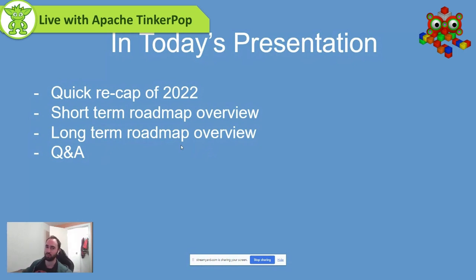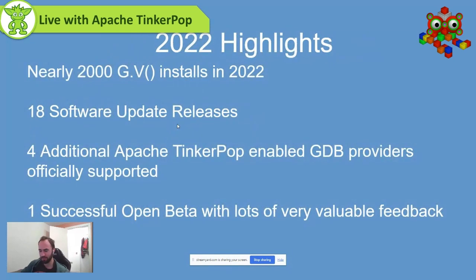So if you've got any questions, comments, just shoot them, and I should hopefully be able to respond to all of that. So just some quick highlights, because I thought it was interesting while I was putting this presentation together. G.V has been installed almost 2,000 times in 2022, which is great. It's getting a lot of traction. People are interested, they're using it. There's been a total of 18 updates throughout the year.